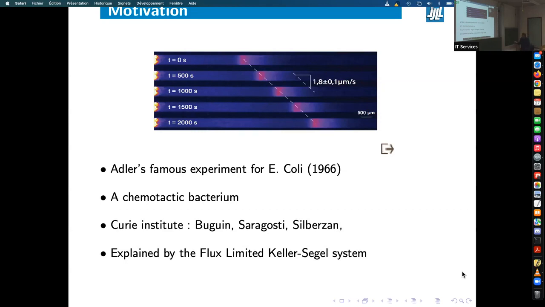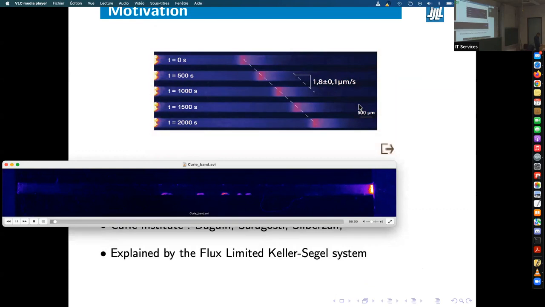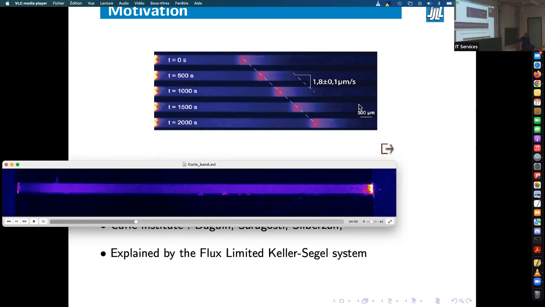So these experiments have been done 10 years ago, again by Curie Institute. And it turns out that if you want to explain them, okay, I can show you, by the way, the movie showing the wave moving. So this is the wave. It's initiating on the left. Sorry about that. It's initiating, moving like that until it reaches the end of the tube. So this is what you see in these experiments.